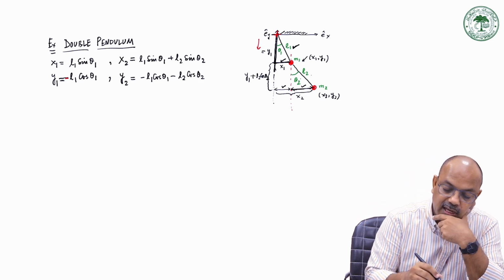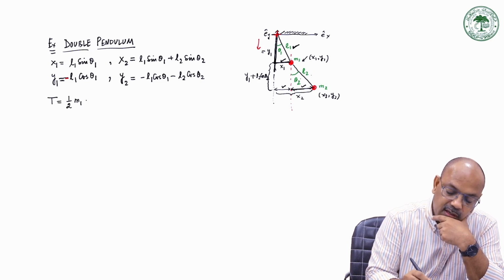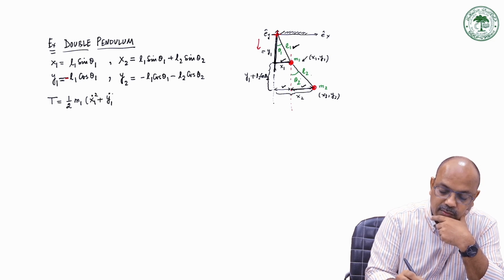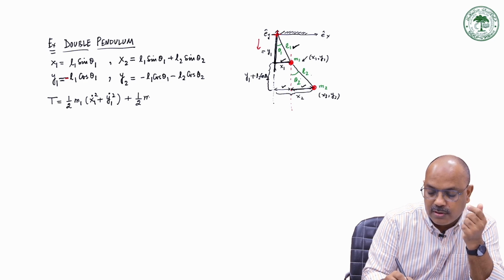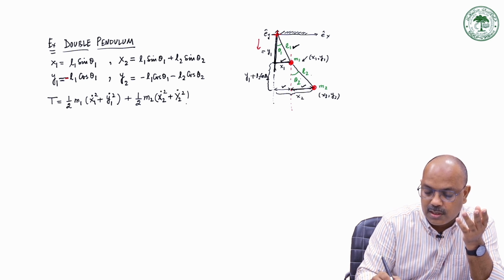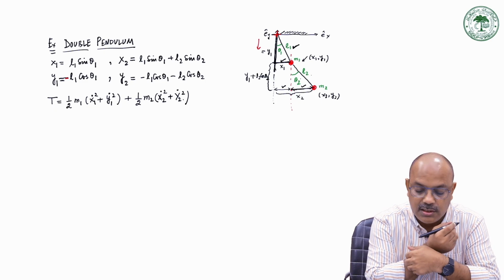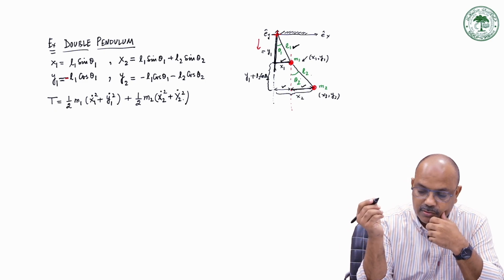Now for the kinetic energy: this is going to be half m1 times x1 dot squared plus y1 dot squared, and then for m2, half m2 times x2 dot squared plus y2 dot squared. So this is your kinetic energy. For that you have to find x1 dot, y1 dot, x2 dot and y2 dot.